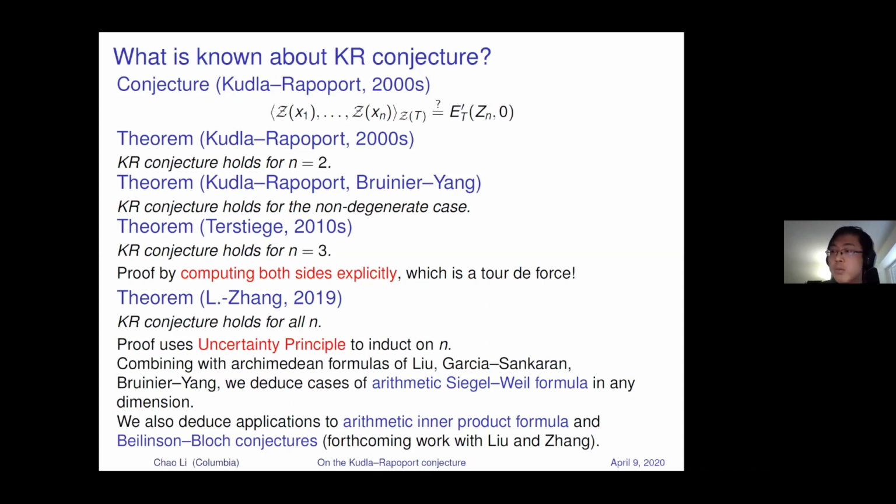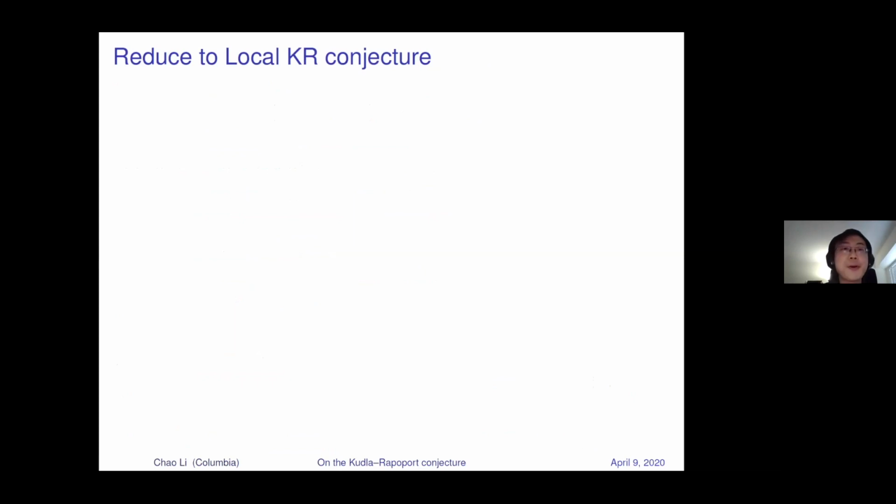The analytic rank is 1. Okay, so this will be appearing in the forthcoming work with Ethan Liu and Wei Zhang. Okay, any questions about the main statements? All right, so now let me try to explain how the proof goes.